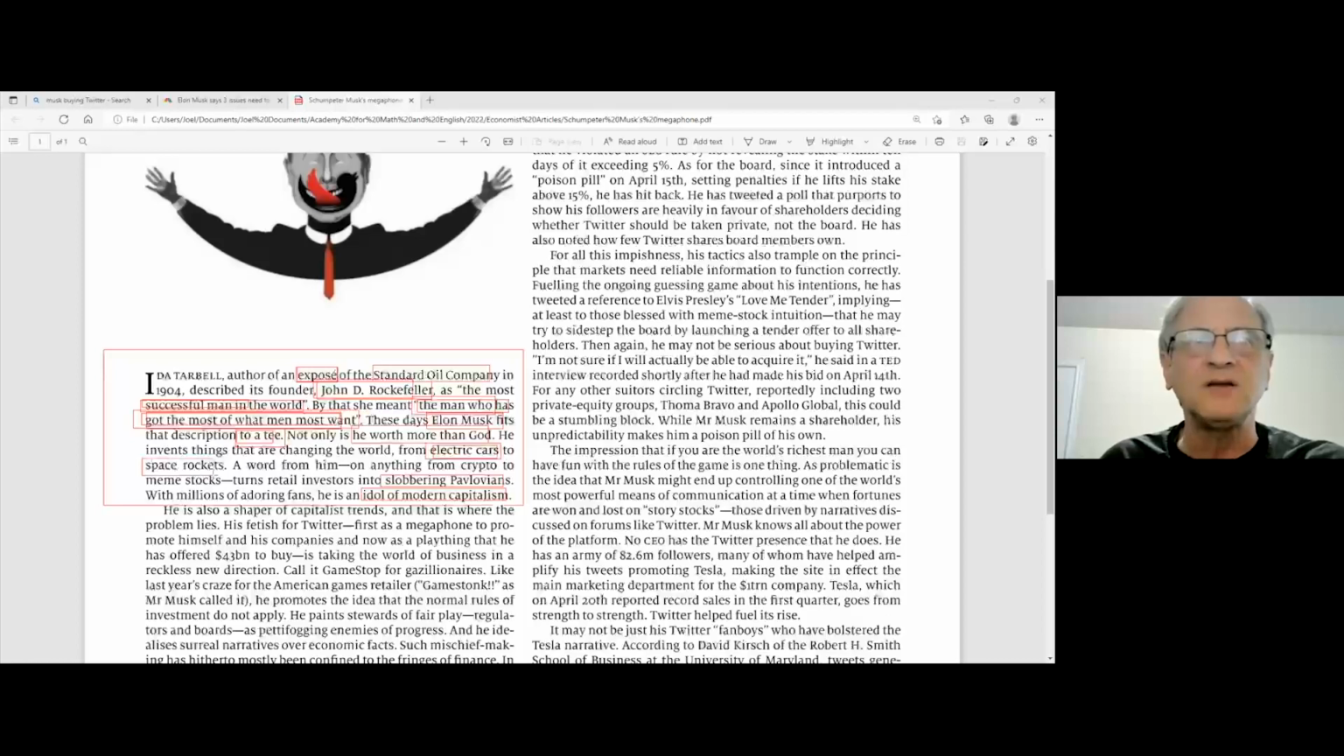He also has a rocket company. And when he talks, people listen. When he talks about crypto or stocks, people turn into slobbering Pavlovians. I'll explain that. When you slobber, it means your saliva comes out of your mouth. And Pavlov is a guy who did experiments on dogs 200 years ago. And the dogs would salivate when they got the food. So that's what he means by slobbering Pavlovians. It means people really liked him. And he's an idol of modern capitalism. So people really adore him and they like him for the most part.